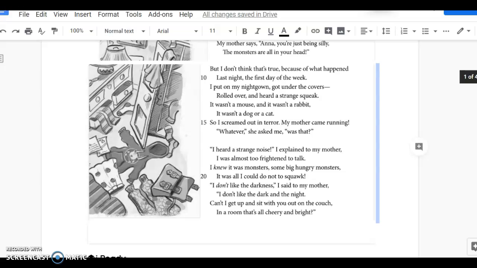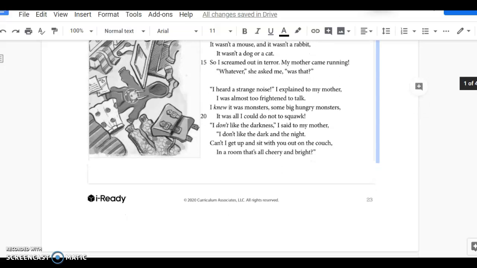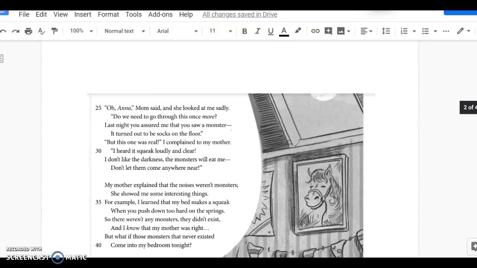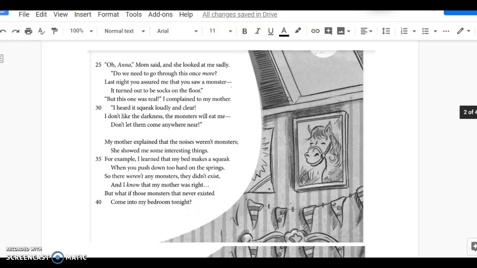I don't like the darkness, I said to my mother. I don't like the dark and the night. Can't I get up and sit with you on the couch in a room that is all cheery and bright? Oh, Anna, Mom said, and she looked at me sadly. Do we need to go through this once more? Last night you assured me that you saw a monster, and it turned out to be socks on the floor. But this one was real, I complained to my mother. I heard it squeak loudly and clear. I don't like the darkness. The monsters will eat me. Don't let them come anywhere near. My mother explained that noises weren't monsters. She showed me some interesting things.